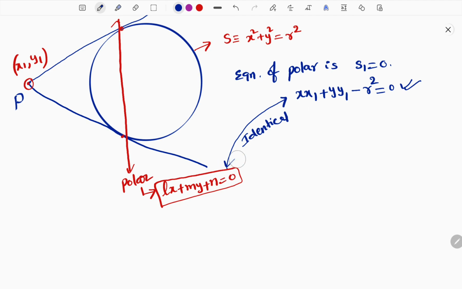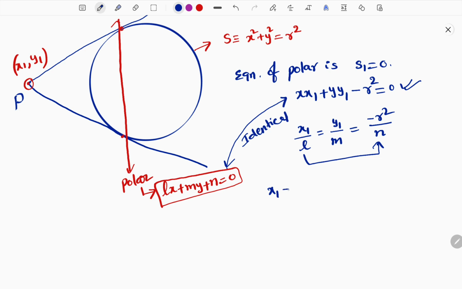So now we can solve these two equations. The x coefficient is x1 here, and L in the other. Therefore we can write x1 by L is equal to y1 by M, which is equal to minus r square by N. You know, in a pair of linear equations, if the two equations are coincident, then the condition is a1 by a2 is equal to b1 by b2 is equal to c1 by c2. Okay? Now you can solve these two equations.